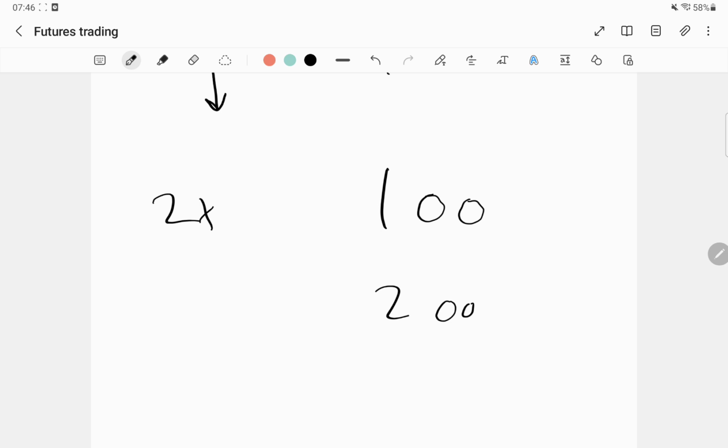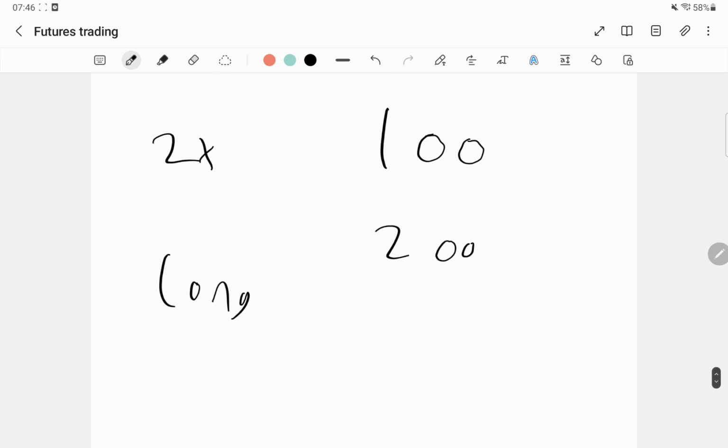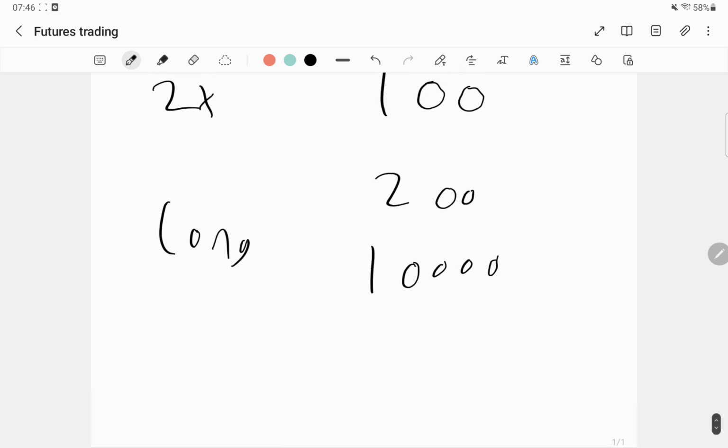And let's say we go long on Bitcoin, because I think it's going to go up. Let's say I go long at 10,000, and it goes up to 15,000. Quick math, that's a 50% gain. Now, a 50% gain on a 2x leverage would actually give me a 100% gain. That would be basically my 200 turning into 400.